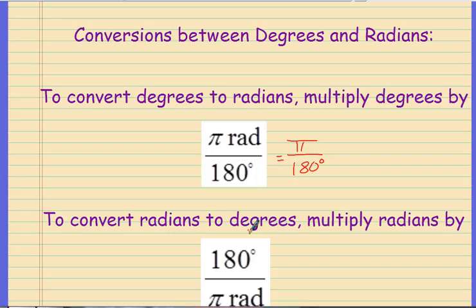So any degree you have, to switch it to radians, all you have to do is multiply it by pi over 180. And your answer will be in radians.